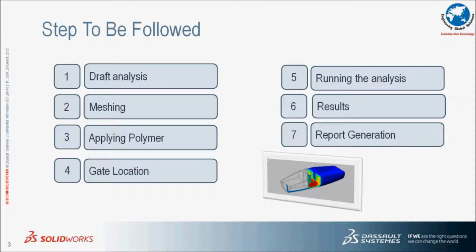Meshing is done to convert your design into a form suitable for the simulation process. By applying the polymer, we can specify the material for the plastic parts. Gate location involves the injection point of the melted plastic flow. At the end, by running the analysis, we can review the results and create a document for the entire process.